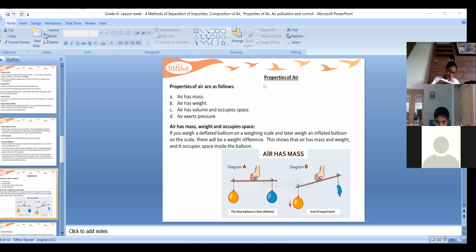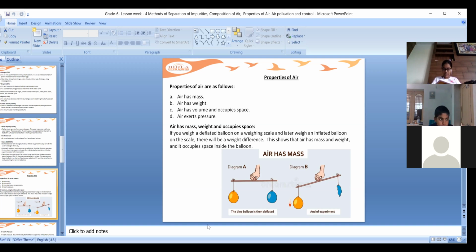And when you try to open it up, air tries to escape out with force. So it exerts some pressure onto the hole to get out from that balloon. When you open it, it rushes out with pressure, isn't it? So this shows that air exerts pressure.